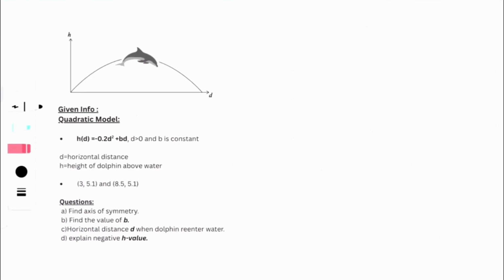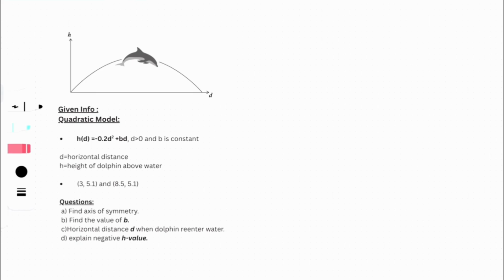Problem number 5 involves a quadratic function represented by the quadratic model h(d) = -0.2d² + bd, where d > 0 represents the horizontal distance from which the dolphin leaves the water. h is the height of the dolphin above the water and b is a constant. Given the information, the dolphin reaches a height of 5.1 meters at horizontal distances of 3 meters and 8.5 meters.